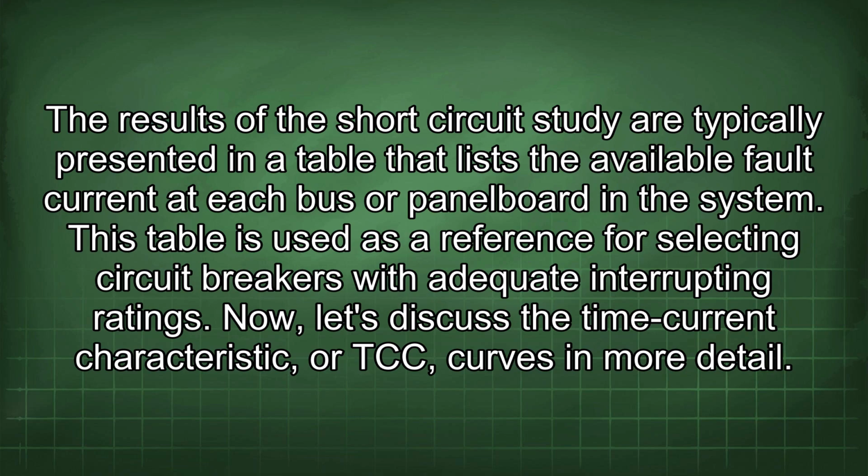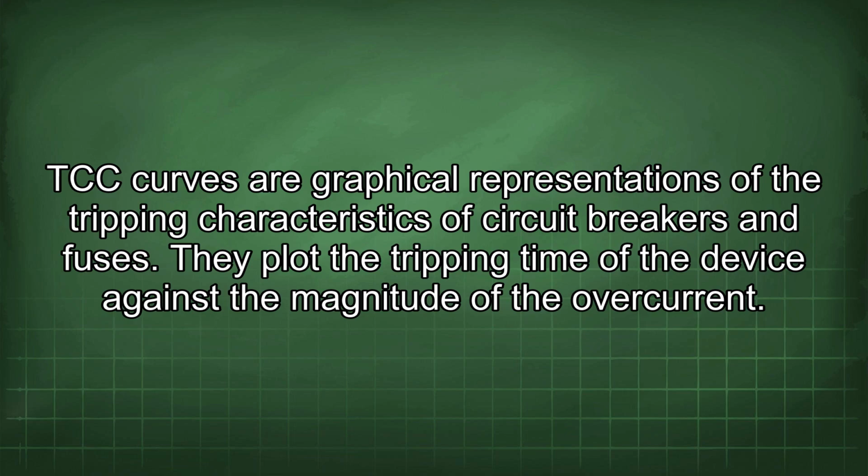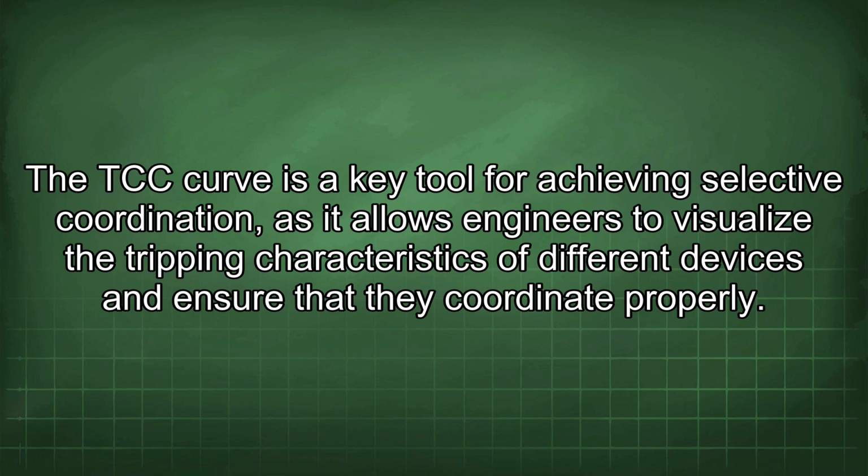Now let's discuss the time current characteristic, or TCC, curves in more detail. TCC curves are graphical representations of the tripping characteristics of circuit breakers and fuses. They plot the tripping time of the device against the magnitude of the overcurrent. The TCC curve is a key tool for achieving selective coordination, as it allows engineers to visualize the tripping characteristics of different devices and ensure that they coordinate properly.